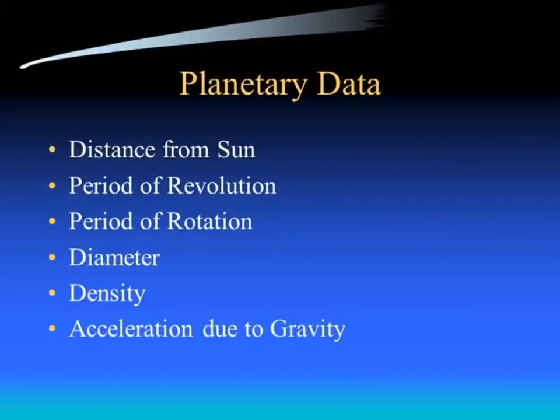Now what I want to do is give you a feel for some of the planetary data as a way of introducing the various planets and their characteristics. The type of planetary data we're going to look at is distance from the sun, the period of revolution, which is basically how long it takes to go around the sun, and then the period of rotation, which we talk about as rotating on an axis. We're going to look at the diameter, the density, and how the acceleration due to gravity compares on those planets relative to the Earth. And that's the same way with the density. With the diameter, we're going to look at that relative to the Earth.